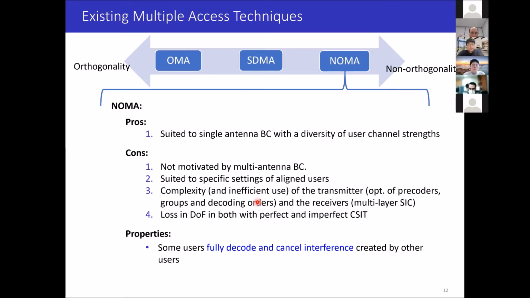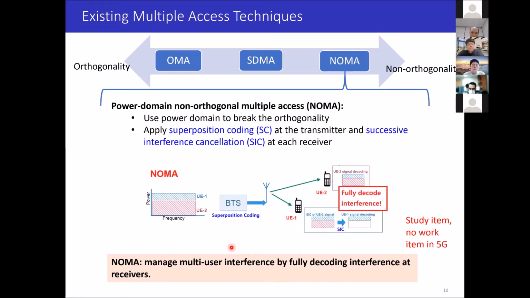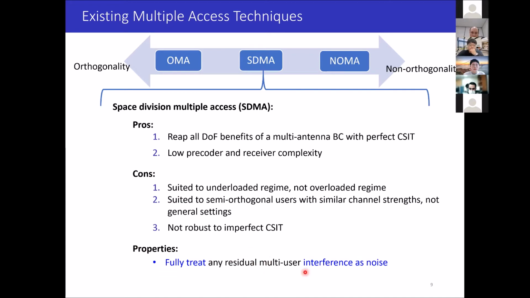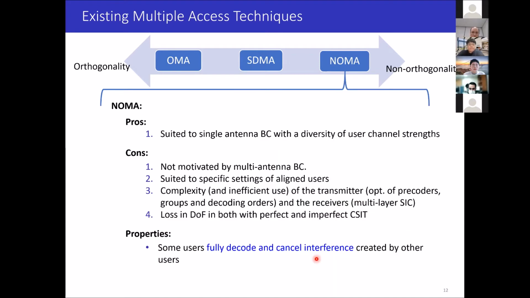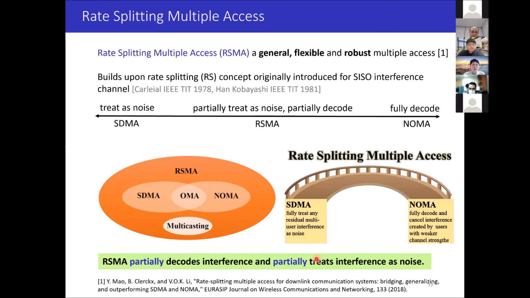So in terms of property, the key is to understand that what NOMA does is try to fully decode and cancel interference. This is a completely different extreme to the one we have in SDMA, where we treat any interference as noise. And if we go to rate splitting multiple access, what we have here is something based on what is called rate splitting techniques, that I will explain in a minute. This rate splitting multiple access is a general, flexible, and robust multiple access. It's general because we'll show that it subsumes SDMA, NOMA, and OMA as special cases of these multiple access schemes.